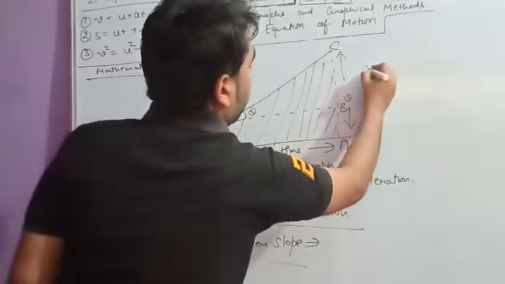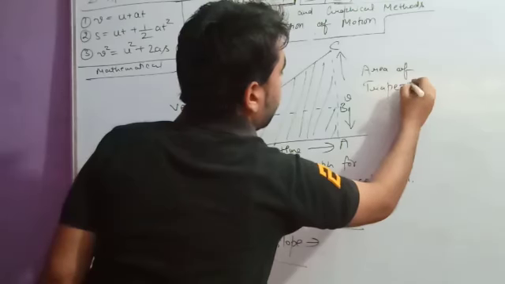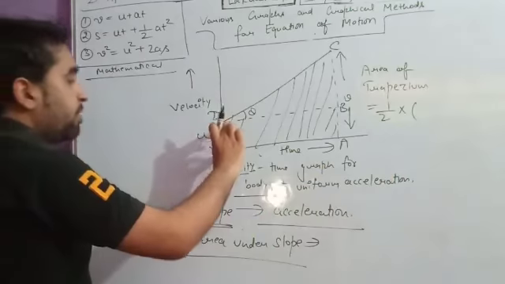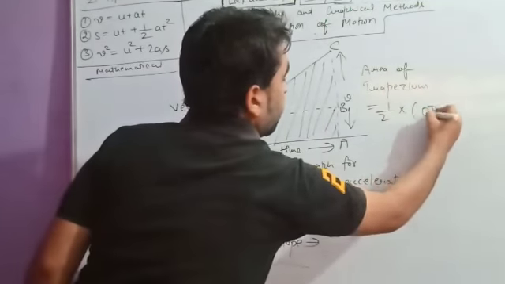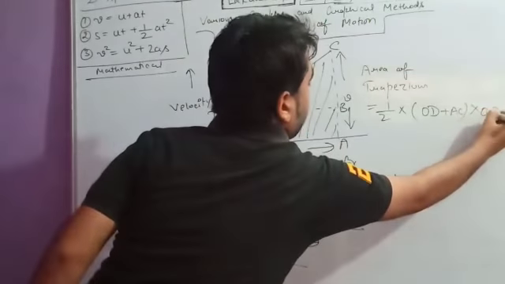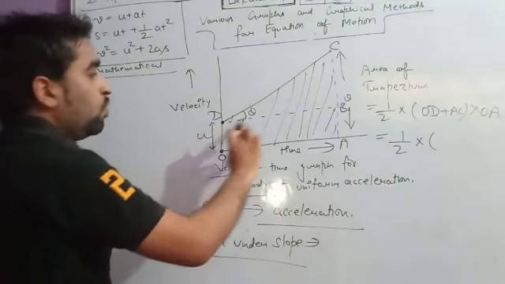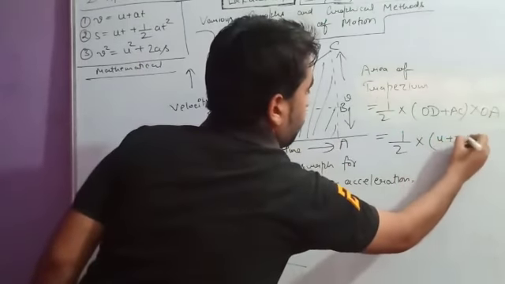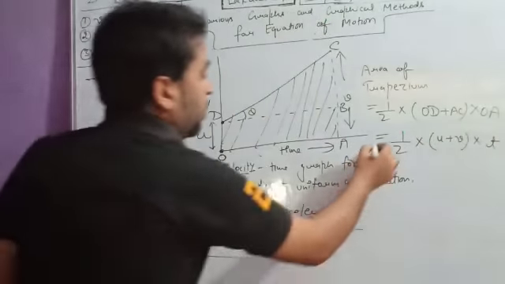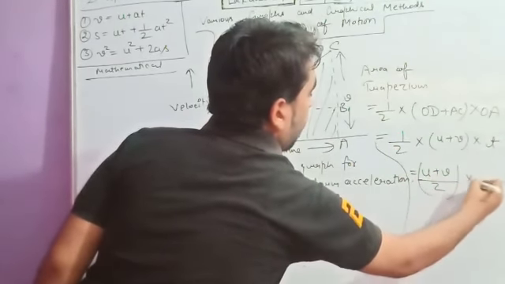Area of trapezium formula you already know. Area under the slope is area of trapezium, and that is given by half into sum of parallel sides, so parallel sides are OD and AC, into distance between sides, which is OA. Now let us substitute the value. So you will get 1 by 2 into OD plus AC, so u plus v, into OA. How much is OA? That is time taken, t. So this is (u plus v) upon 2 into time t.